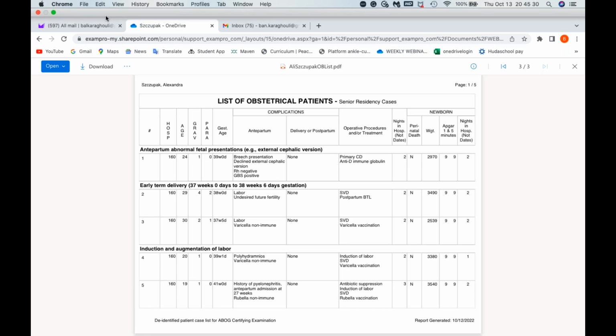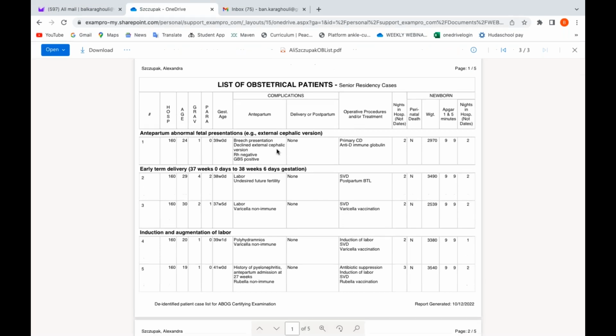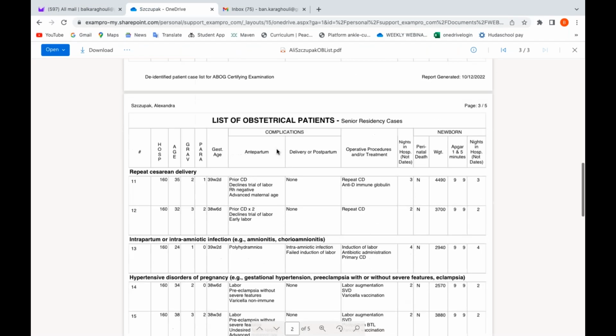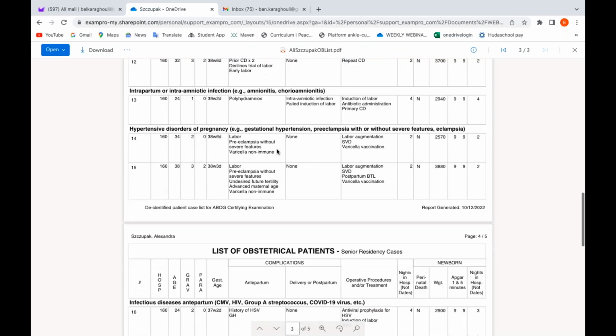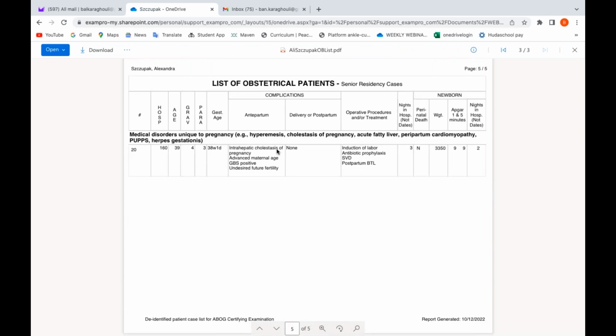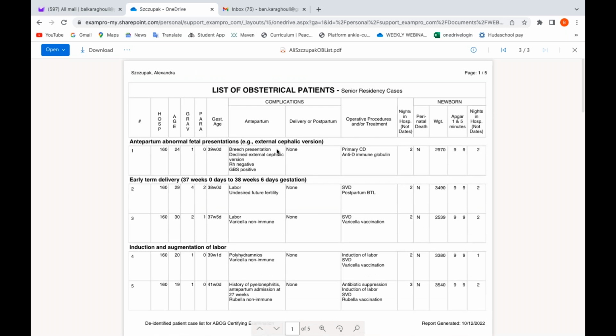Okay, let's talk about external cephalic version. In that first case of yours, you said the patient declined external cephalic version. So you offered versions. So what's your success rate? About 50%. Okay. How many have you had? Do you have any other ones in this case list that are successful? Not on this case list. This is from residency, and I included 20 cases, but I have performed successful ones in residency.